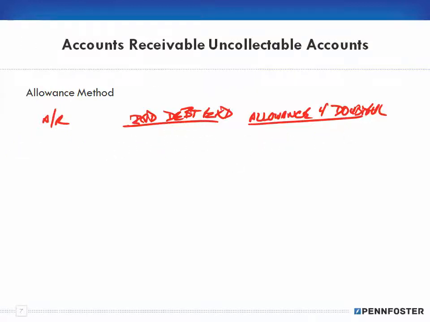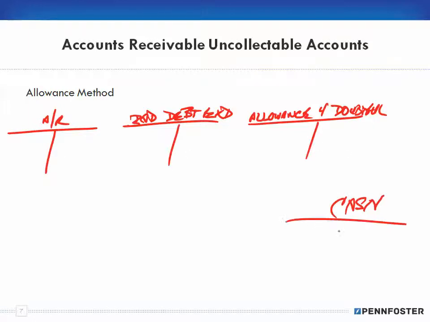And maybe I'm just going to do it like this. And then I have my cash account over here. Okay, so let's say my accounts receivable is $16,000, and I determine that I'm going to write off $2,000. So I write off the $2,000, and I make that adjusting journal entry at the end of January.